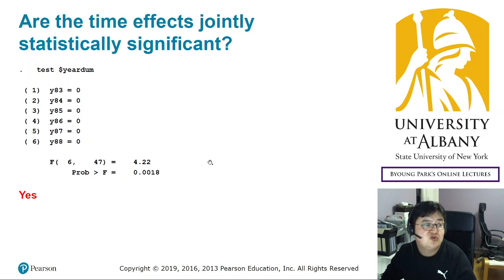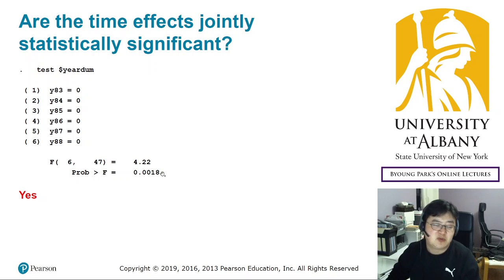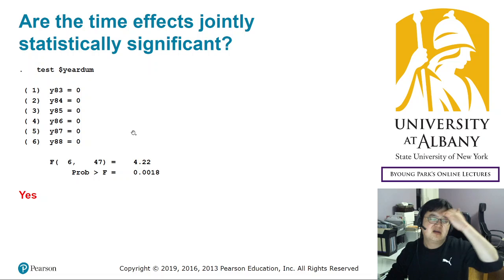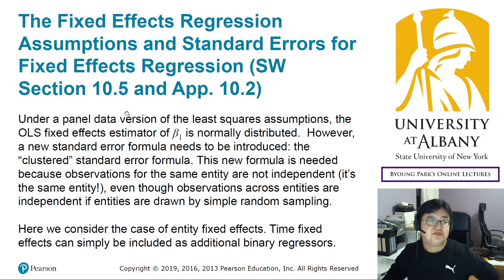You can do joint testing like this. Test, and we use the abbreviation again, $yeardummy, and then automatically it will calculate whether all the year dummies are jointly 0 or not. The answer is that the p-value is only 0.18%, which is even smaller than 1%. So it's very statistically significant. So the year dummies are doing something. They are useful in the model.